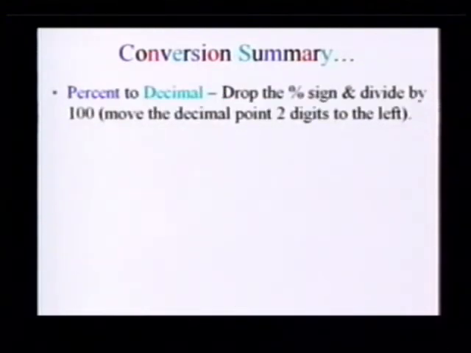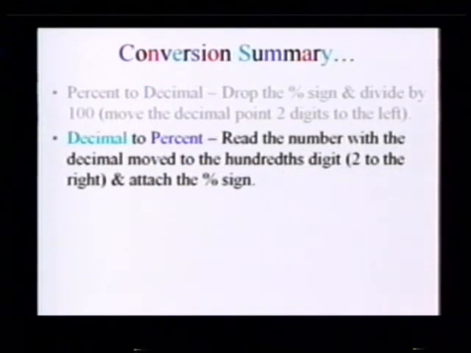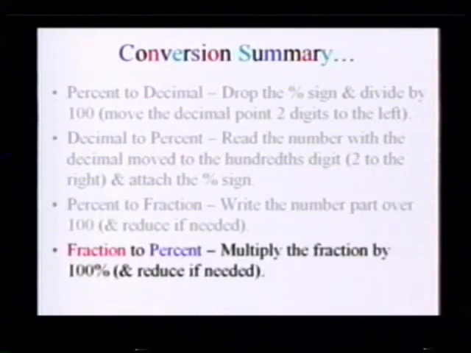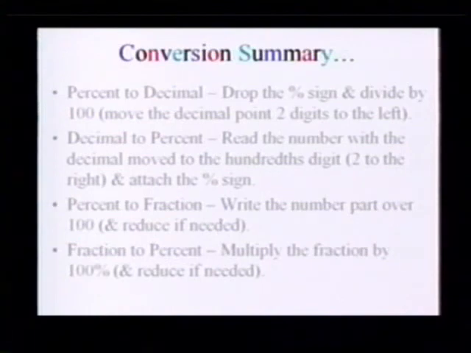Okay? So in summary, to go from a percent to a decimal, basically we're going to drop that percentage sign and divide by 100, or move the decimal place 2 digits to the left. To go from a decimal to a percent, we're going to do just the opposite. We're going to move the decimal 2 digits to the right, and attach the percentage sign. To go from a percent to a fraction, we're going to write the number part over 100 and reduce if we need to. And as we just said, a fraction to a percent, we're going to multiply the fraction by 1, known downtown as 100%, and once again, reduce if needed. There's your 4 possibilities.